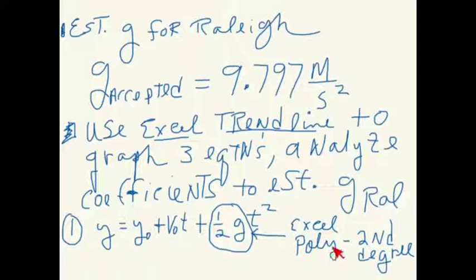So you will not fit a straight line to this. You will fit a second degree polynomial. Show the equation on the graph. Click that option to show r squared on the graph. Basically you're looking for the coefficient of the t squared term, or x squared term, to be about 4.9, because double that is 9.80 meters per second squared.